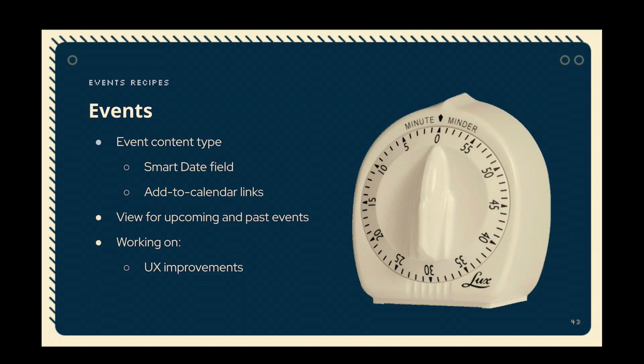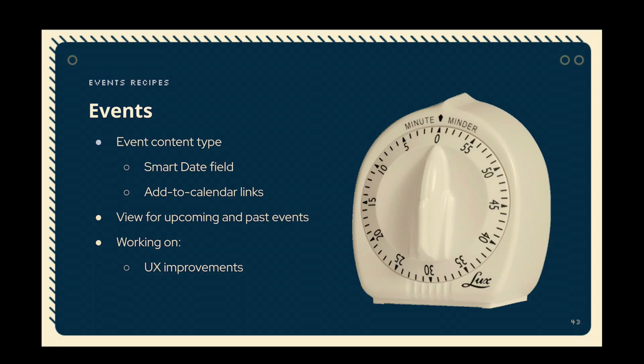So there is now a Drupal core events recipe. There's drupal.org/project/events. It's going to give you an event content type using smart date fields. It's going to implement add to calendar links. It creates a view for upcoming and past events. There's still some tweaking around some UX improvements, a few other things, but generally this one is pretty stable.